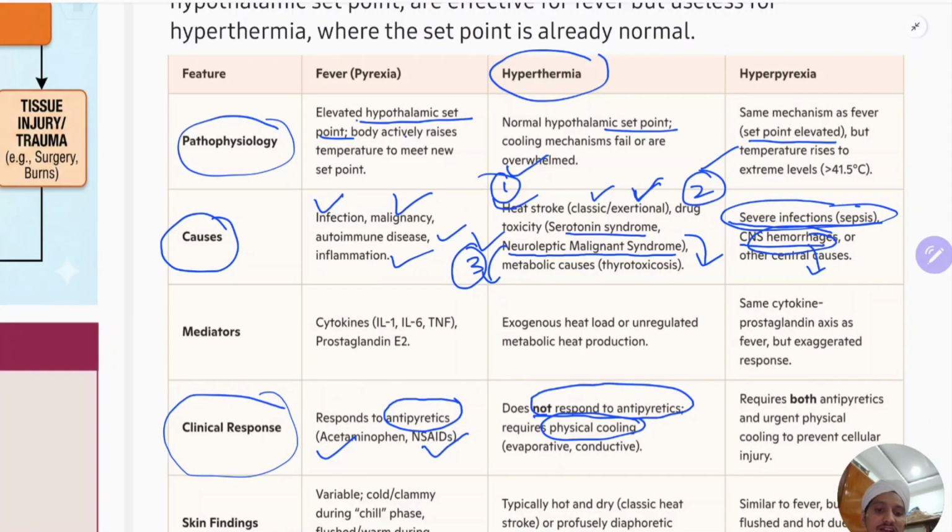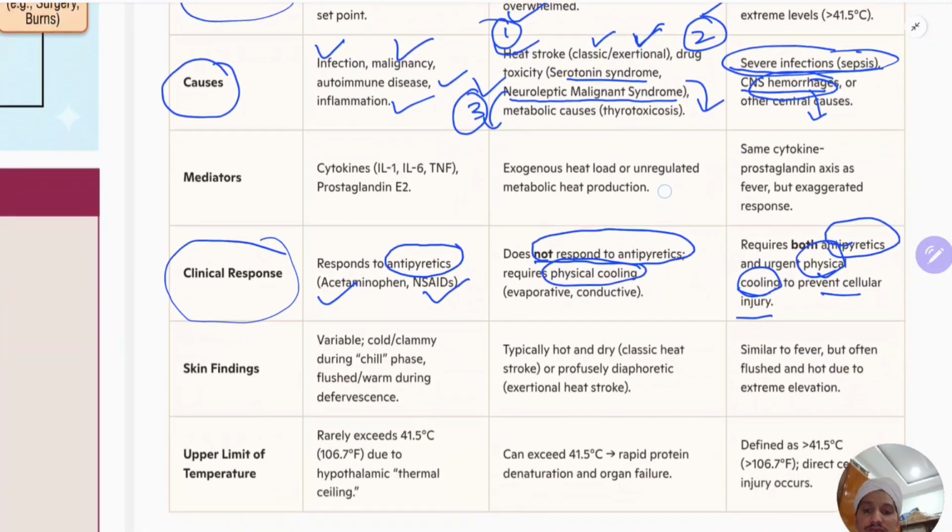All these methods are used for the hyperthermic patient. So that's the treatment here. Now in hyperpyrexia, the temperature is very high, and it is a severe form of fever, so you should use both antipyretics as well as physical cooling in these patients to prevent cellular injury. So that's the treatment that you should remember.